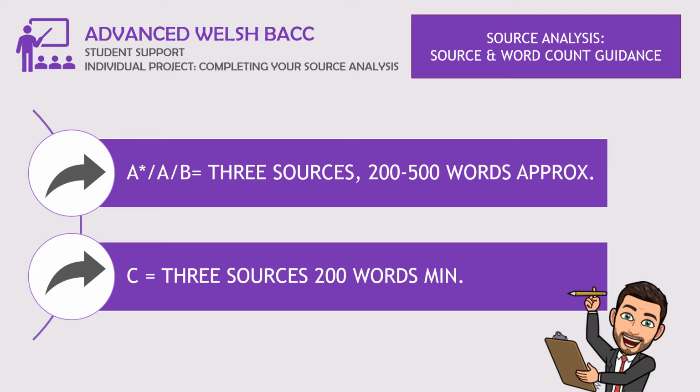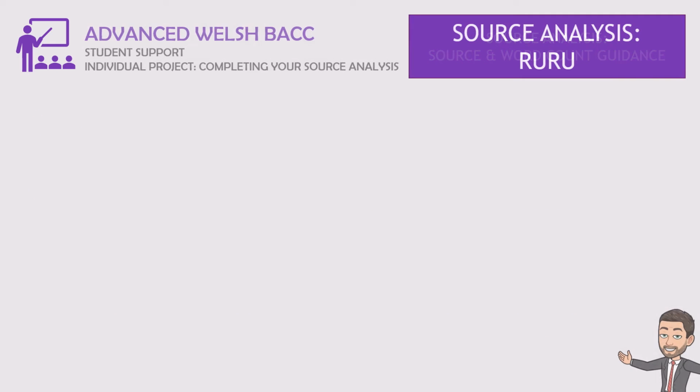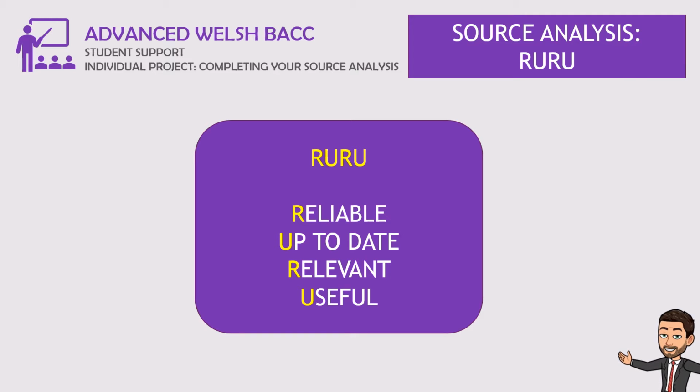As a guide for A star, A and B, for each source you should be looking for 200 to 500 words for each analysis. For a C, we're looking for a 200 word minimum. So, RURU. This was taught at GCSE, but as a reminder, it stands for reliability or reliable, up-to-date, relevant and useful. The next video will explain it in more detail, so I'll leave you to watch the video now.